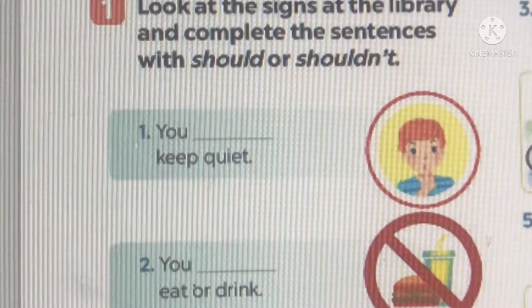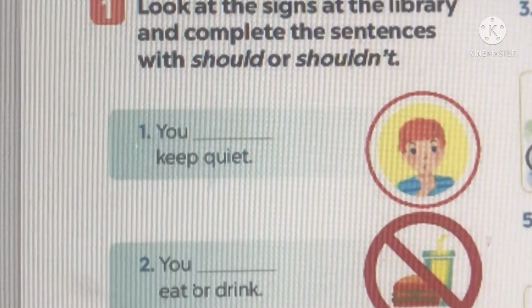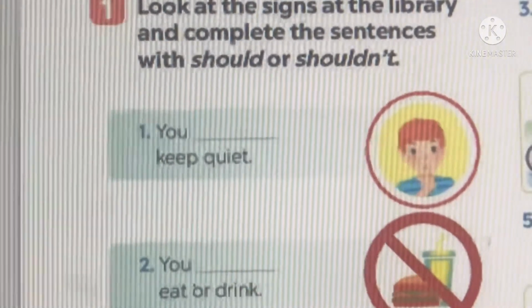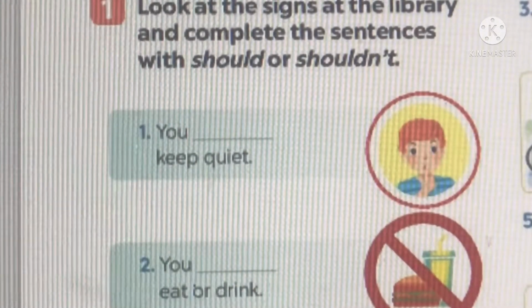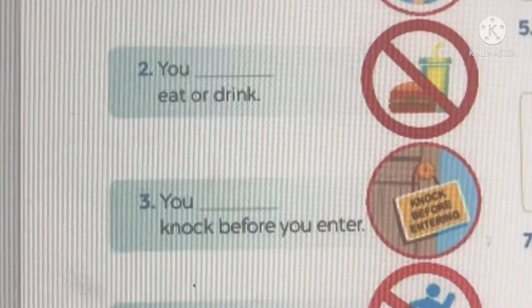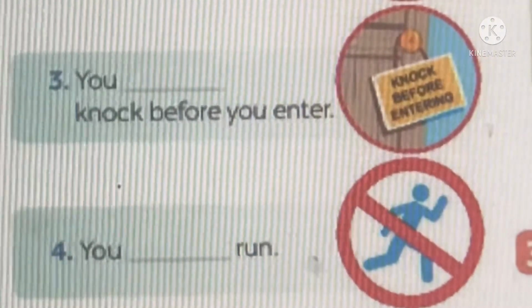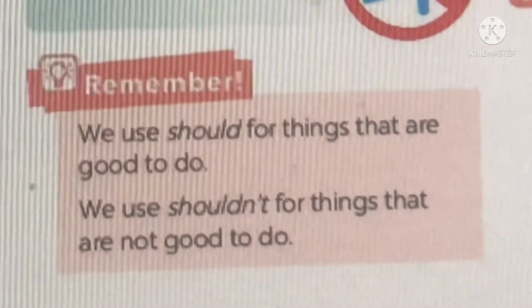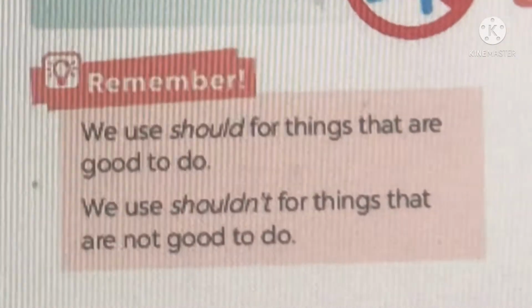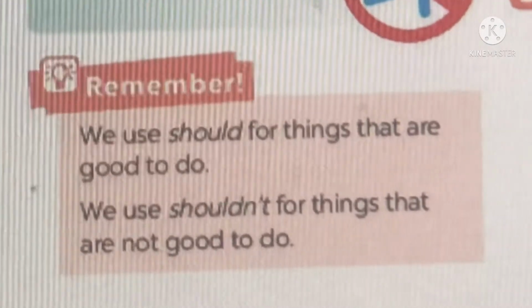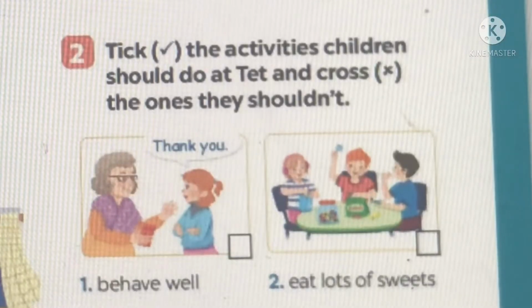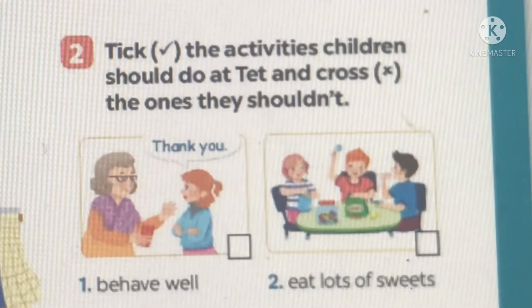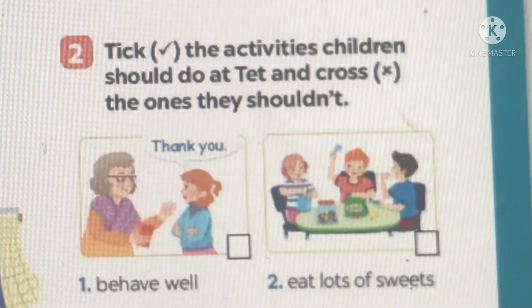1. You should keep quiet. 2. You shouldn't eat or drink. 3. You should knock before you enter. And 4. You shouldn't run. Remember, we use should for things that are good to do and shouldn't for things that are not good to do. 2. Tick the activity children should do at it and cross the ones they shouldn't.